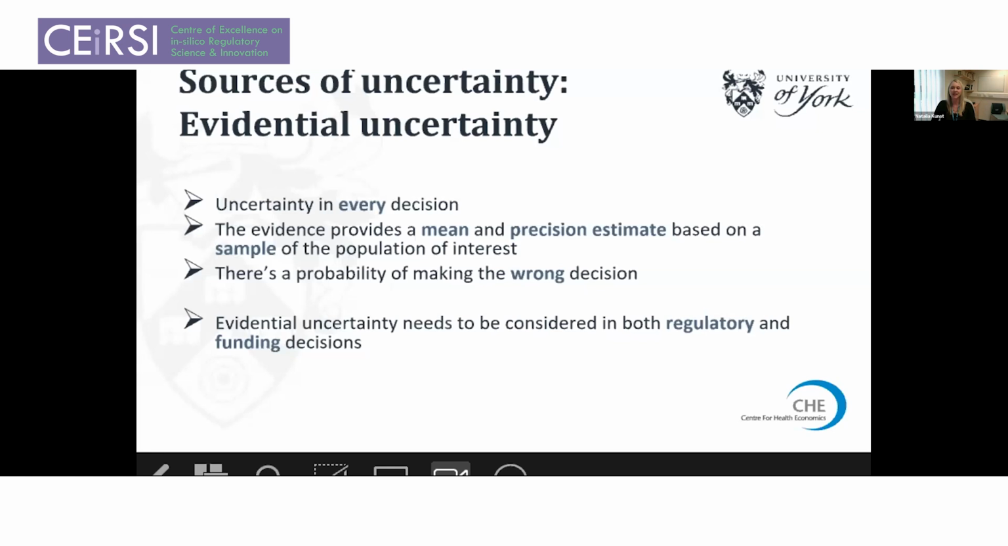And so the evidence provides a mean and precision estimate based on that sample. Consequently, there is always a chance that the decision the regulatory and funding bodies are about to make turns out to be wrong when more evidence is available. And what do I mean when I say that the decision may turn out to be wrong? Well, I mean that when we have more evidence, we may find out that the new intervention leads to negative incremental net benefits. Consequently, this evidential uncertainty needs to be considered when making regulatory and funding decisions.